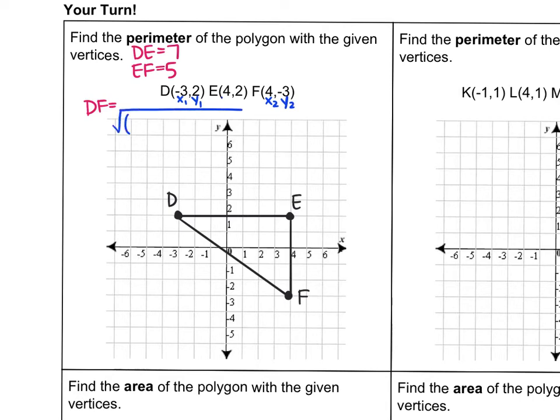Distance formula says x2 minus x1, so that's minus -3 squared, plus y2 minus y1 squared. I'll go ahead and type that in my calculator exactly as it is. Make sure you use parentheses, and I'll get 8.6. Now that I have all of my distances, 7 plus 5 plus 8.6, I'll add those all together to get my perimeter, which should be 20.6 units, because we don't have the units.